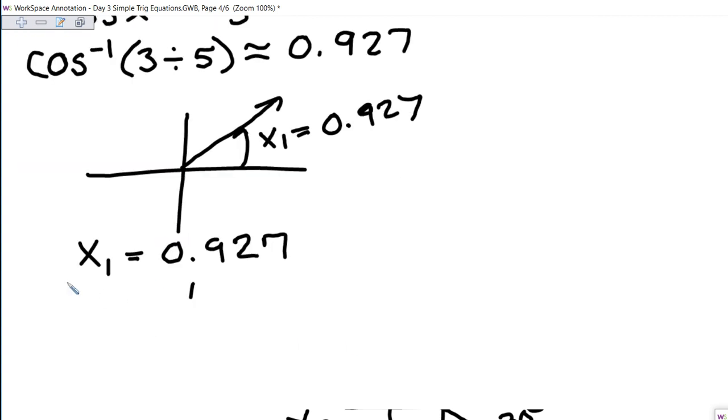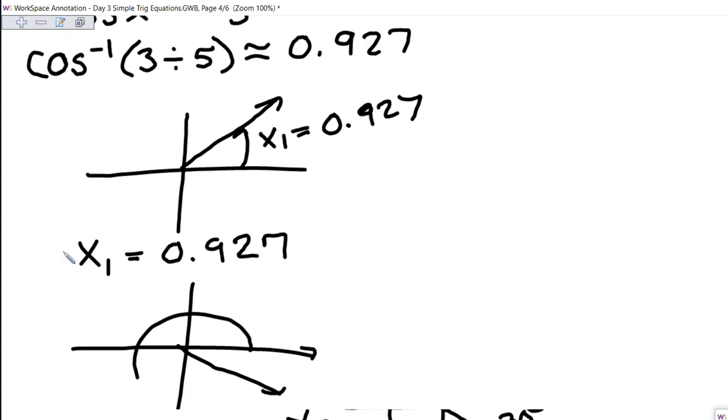I'll go ahead and draw a new diagram. So here's x2. What would this reference angle have to be? 0.927. So how would I find angle x2? Yeah, 2 pi minus 0.927. And that is approximately what? 5.356.